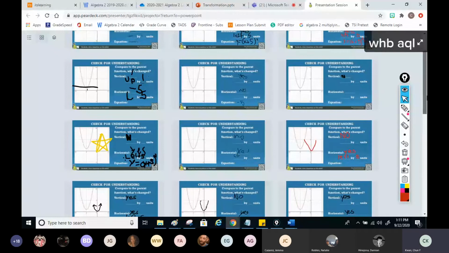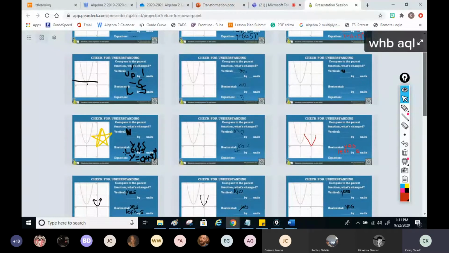Okay, yellow star. So you are saying there is no vertical movement? Vertical means up and down, okay? Vertical means up and down. Comparing to the parent function, it has been shifted up, okay? It has been shifted up. So there is a vertical movement.